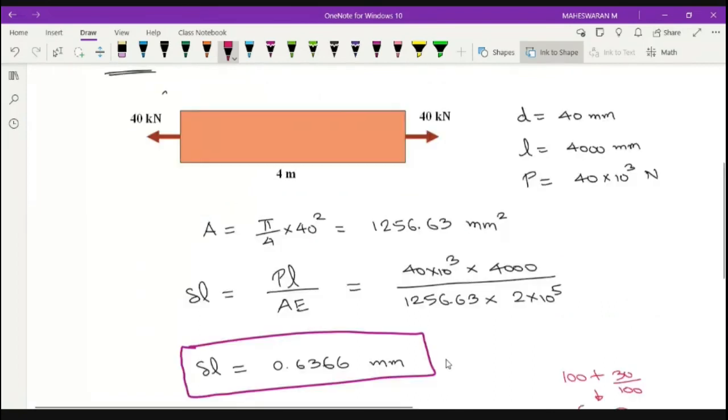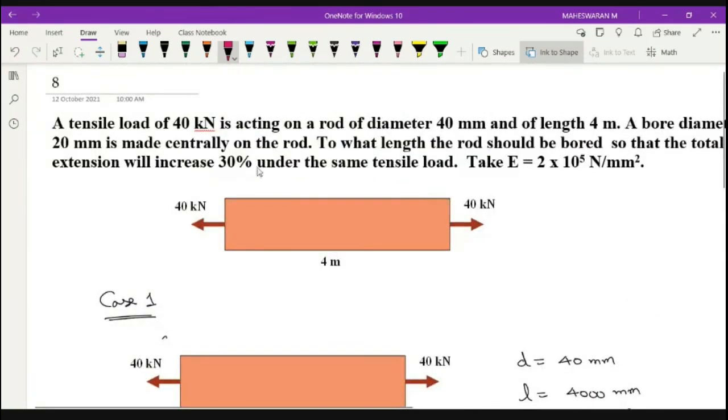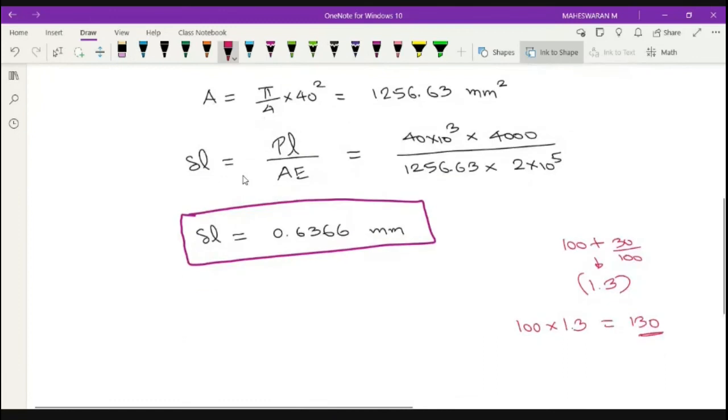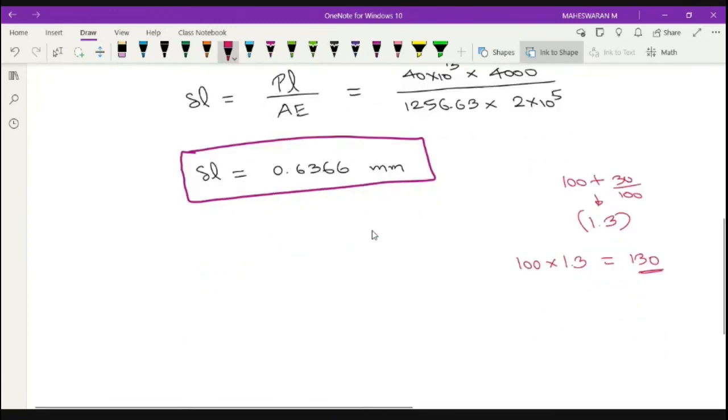Similarly, here there is an increase of 30%. So I know what is my del L, which is 0.6366. So if there is a 30% increase in del L, it is nothing but del L is equal to 0.6366 into 1.3. What will be the change in length in this case?